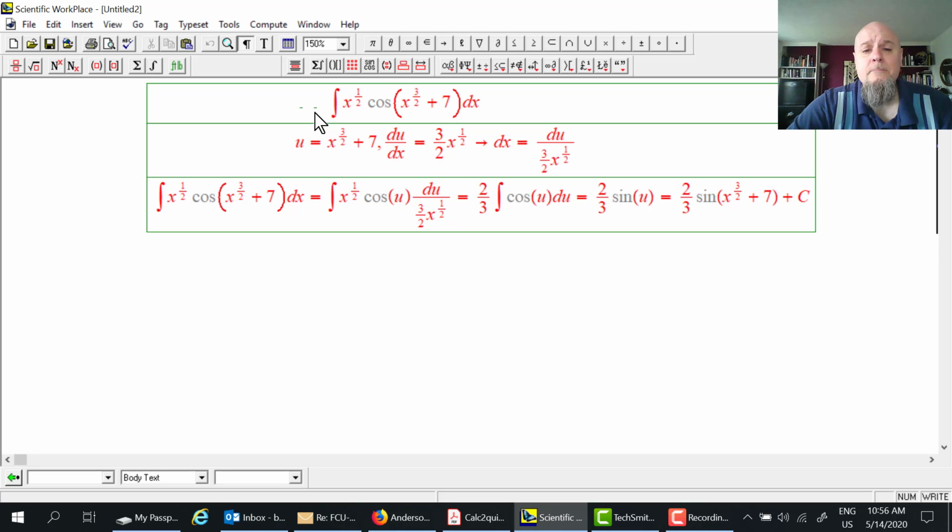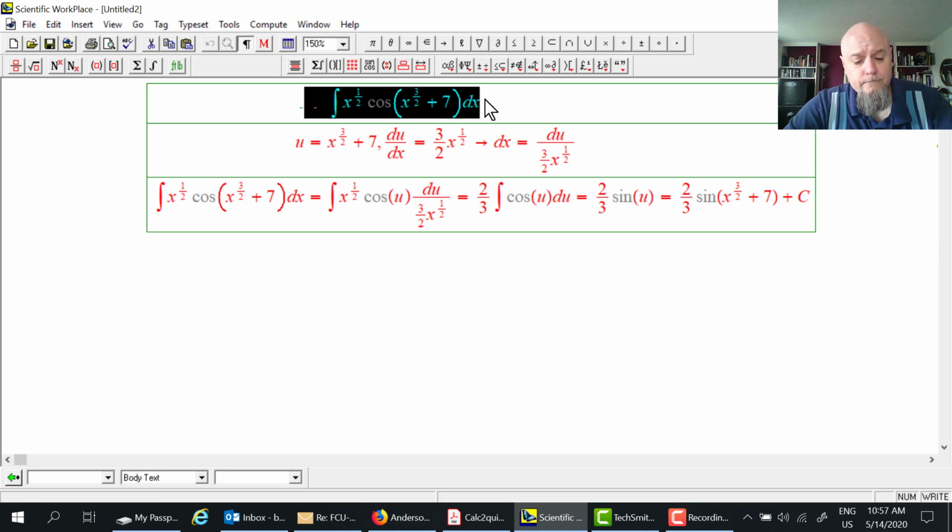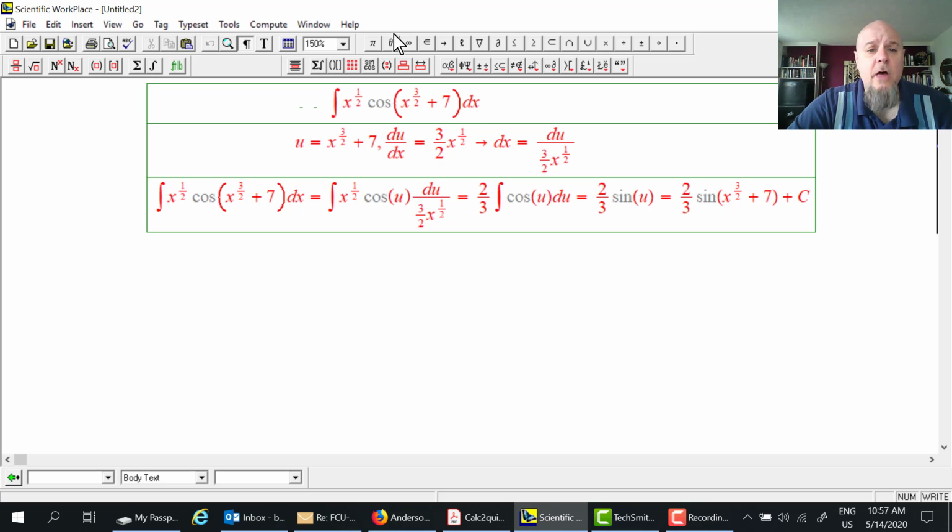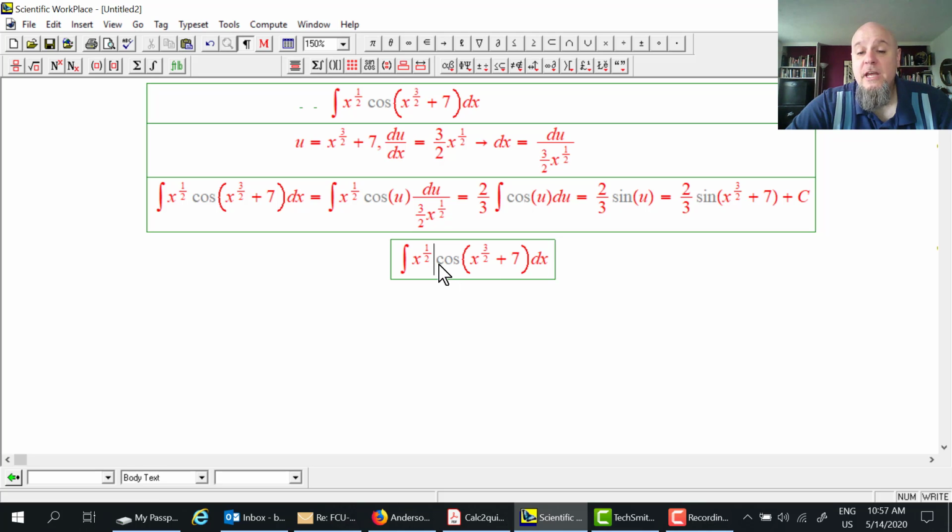But let's take a look at another question just for funsies. What I'm going to do is just change the outside function. So now it's the same function, x to the 3/2 plus 7, inside the sec squared function. Function in a function. But the substitution is going to be exactly the same.